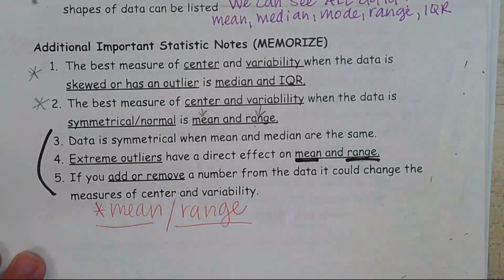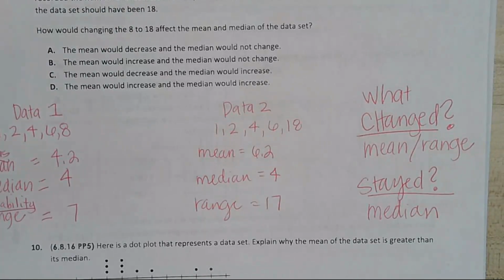Mean and what? Range. So if you add, remove, or change anything in a data set, it's going to change your mean and range, but what's going to stay the same? Median. It will most likely stay the same.